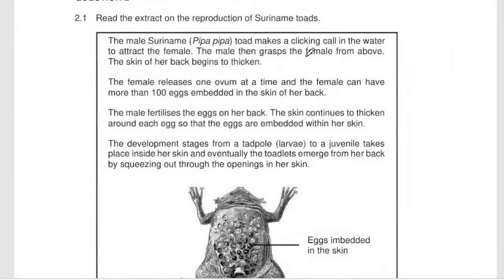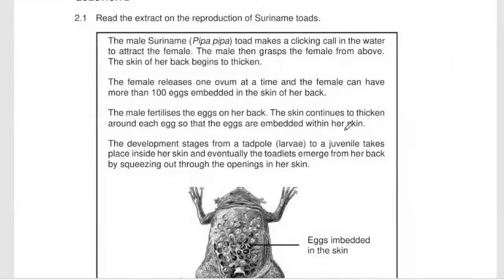The male then grasps the female from above. The skin of her back begins to thicken. They're saying that the female releases one ovum at a time, and the female can have more than 100 eggs embedded in the skin of her back. The male fertilizes the eggs on her back.